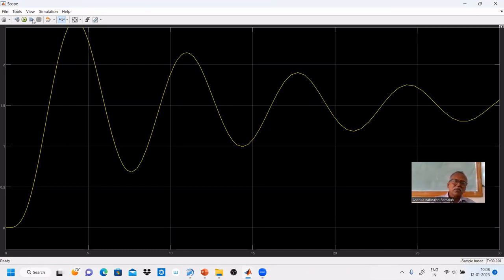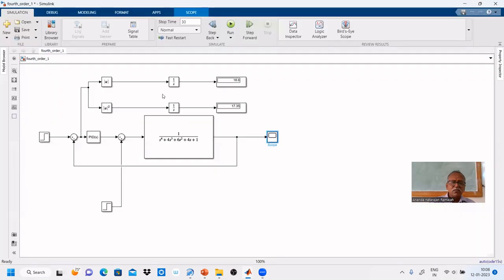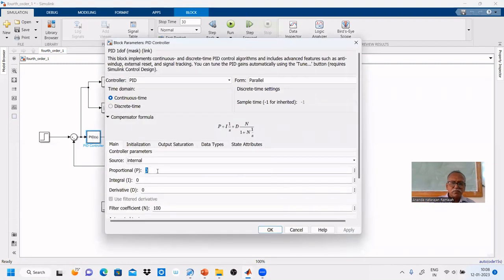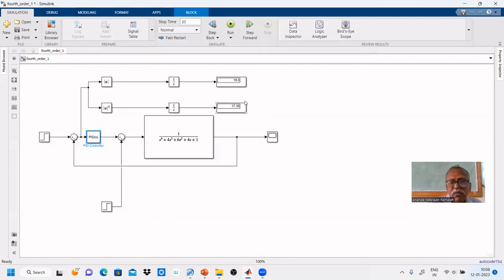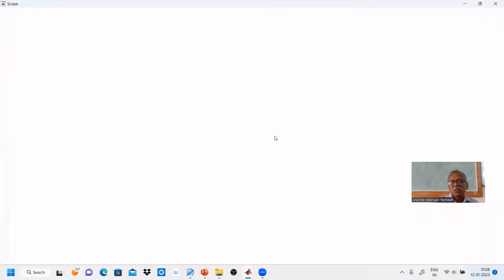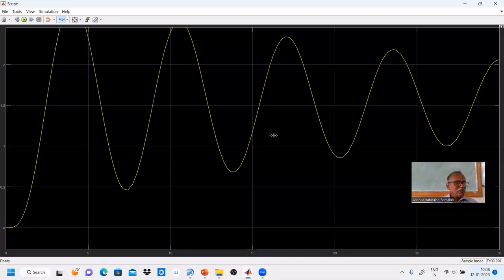So let us give 3.5. Now what happens to the response? We see that the oscillation further increases. The amplitude of oscillation further increases, but it is a damped oscillation. Are you able to see? The amplitude goes on decreasing. Damped oscillation.